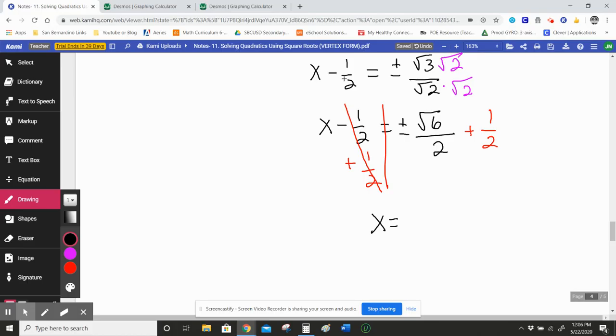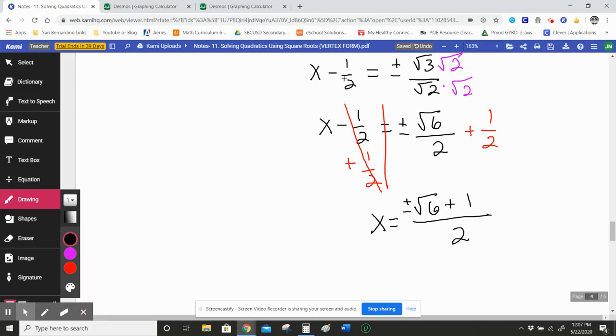So the final answer for this will be x is equal to the square root of 6 plus 1. And then since we have the same denominator, we can just put it all over that denominator. So don't forget that square root of 6 had a plus or a minus, right? So this will be my final answer.